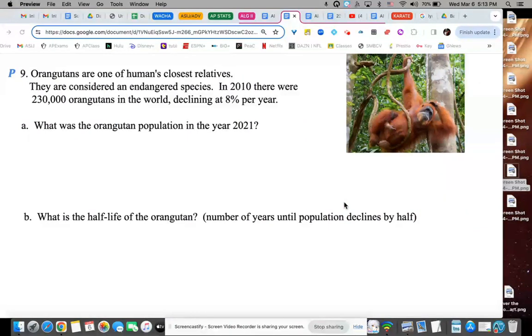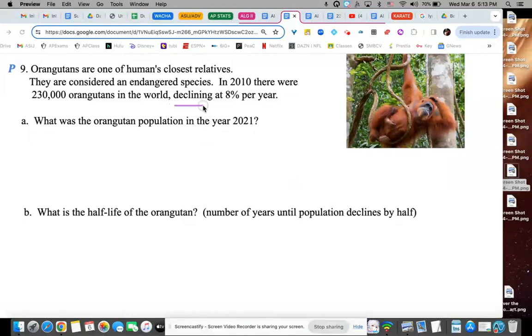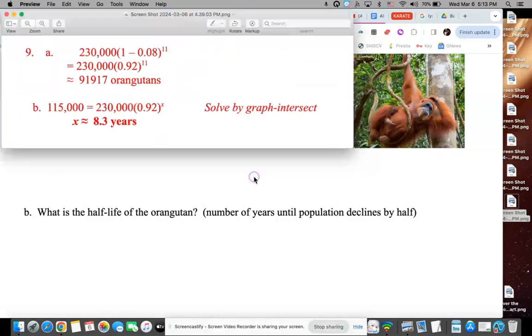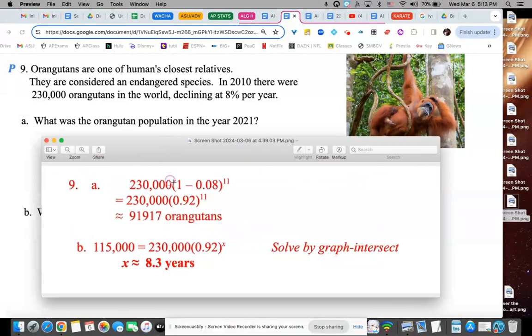We got endangered species, the orangutans, and it's declining at 8% per year. So this is an example of declining. Most of the ones we did so far were growth. So again, let me just pull up the answer, show you. We can talk about it. So you'll see in the equation and the answer here, you have your starting amount, 230,000. And because it's declining, it's 1 minus 0.08 now, not 1 plus, right? And it's just compounding once per year, so you don't have to do anything else to it.